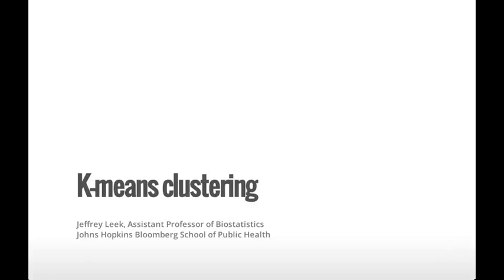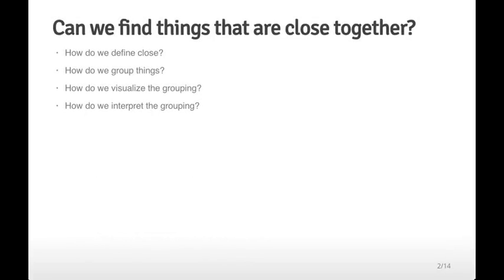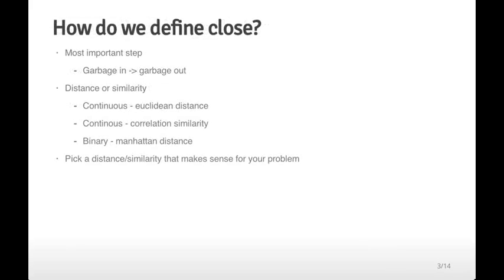This video is about a second popular type of clustering called k-means clustering. So as you will recall, clustering is about defining things that are close together and then grouping those things into groups that are close based on that distance. And then we might want to visualize the grouping or interpret it so that other people can understand the clusters that we've observed amongst our variables or observations.